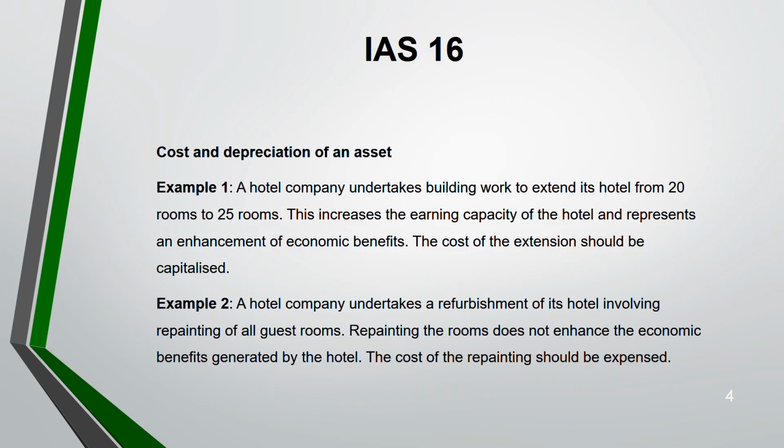Now, example 2. Hotel company is undertaking a refurbishment of its hotel involving repainting of all the guest room. Remember, repainting will not enhance the economic benefit. So the cost of repainting should not be capitalized. They should be taken as expense in P&L.